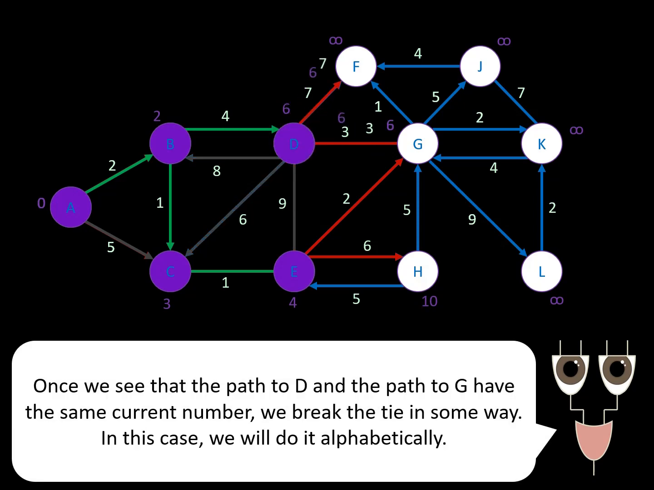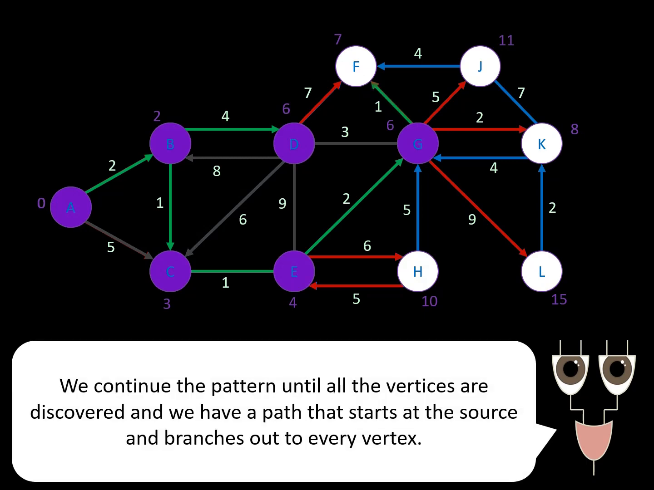Once we see that the path to D and the path to G have the same current number, we break the tie in some way. In this case, we will do it alphabetically. We continue the pattern until all the vertices are discovered, and we have a path that starts at the source and branches out to every vertex.